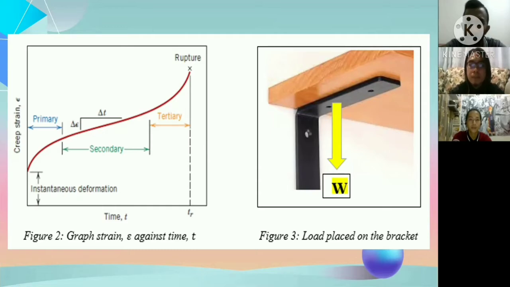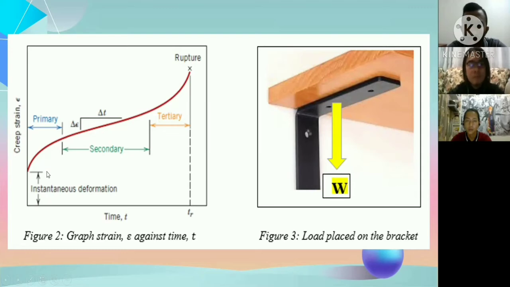Thank you, moderator. So now I'm going to explain how creep behaves for metals based on this graph. So when a tensile load is placed below the yield point on the bracket as shown in Figure 3, there will be an instantaneous strain which causes instantaneous deformation. So this is the first stage that happens.